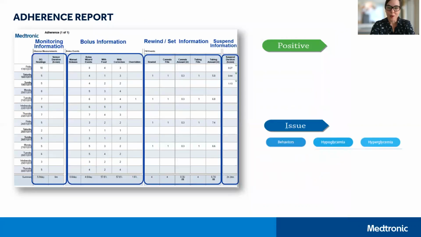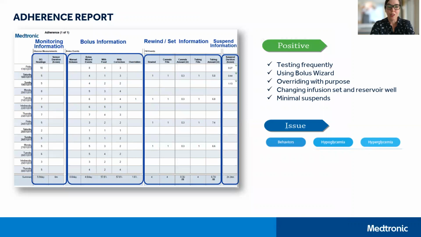So of course, we're always going to apply our Yes, I Can framework and identify all the positives that we are seeing here first. So lots and lots of testing. We're very pleased with that. Using the bolus wizard and overriding, since there's only one, it's generally with purpose. Changing of infusion sets is occurring on time every 2 to 3 days. And each of the components of rewind and set information is all present. And then there's minimal suspending.